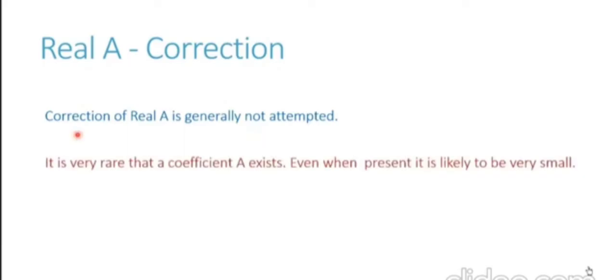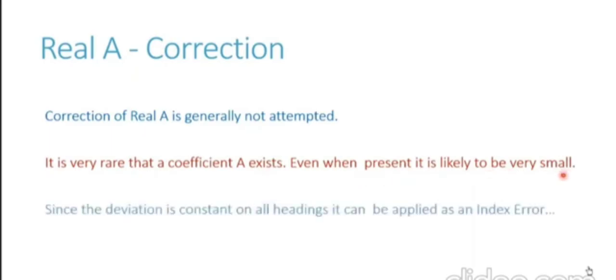The reason for it is, number one, it is very rare on a normal seagoing merchant ship that a coefficient A will exist, because these kind of soft iron structures are not present on the ship. Whatever soft iron structures are present, they are symmetrical about the compass location. Even when it is present in some ship, it is likely to be very, very small. So this is the reason why we do not attempt the correction of real A.